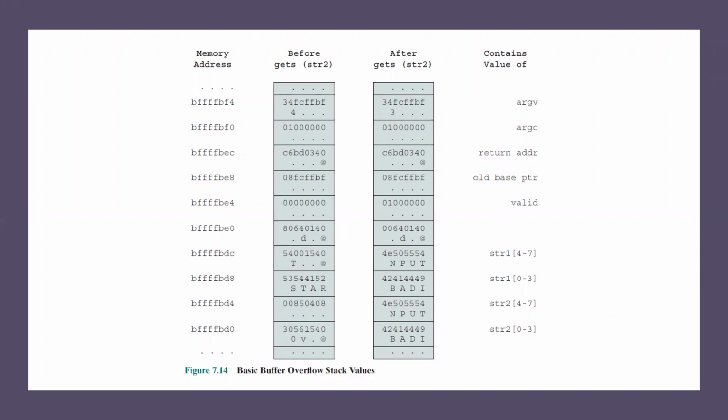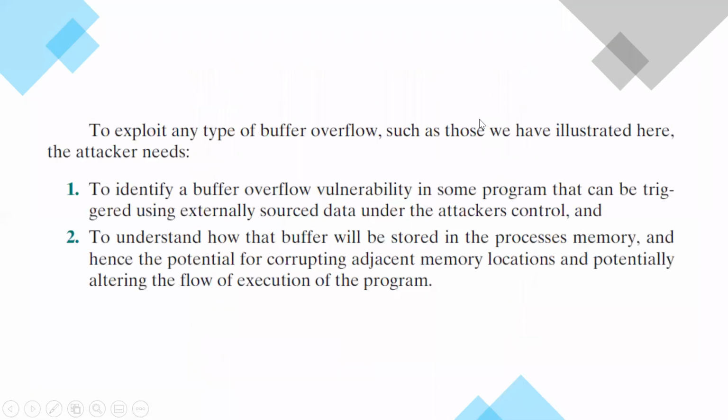So, to exploit any type of buffer overflow, such as those we have illustrated here, the attacker needs to identify a buffer overflow vulnerability in some program that can be triggered using externally sourced data under the attacker's control, and understand how the buffer will be stored in the process memory, and hence the potential for corrupting adjacent memory locations and potentially altering the flow of execution of the program.